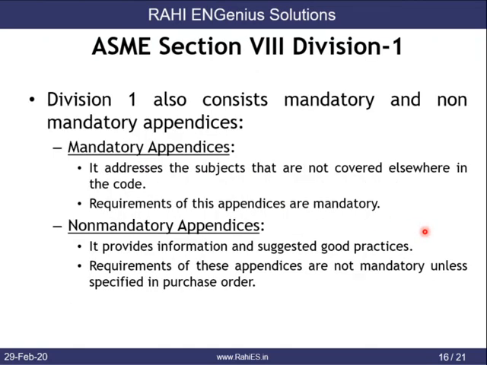Division 1 also consists of mandatory and non-mandatory appendices. The mandatory appendices are the ones that address the subjects not covered elsewhere in the code, and those requirements are mandatory. Non-mandatory appendices are information and suggested good practices.